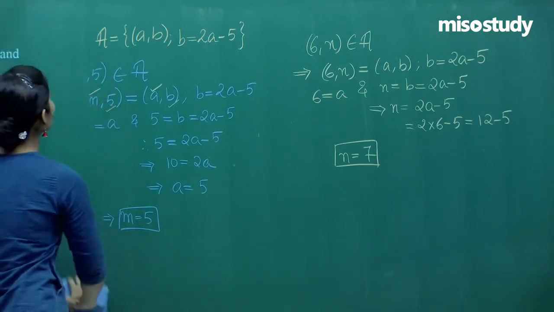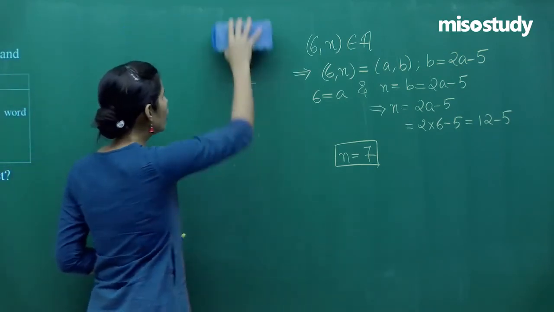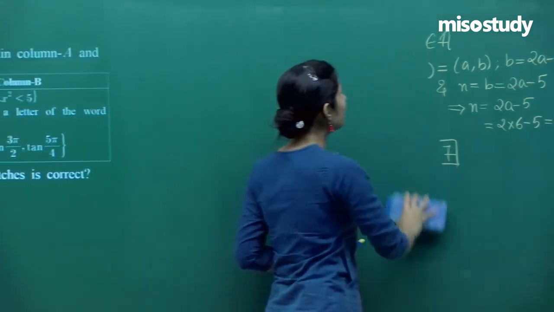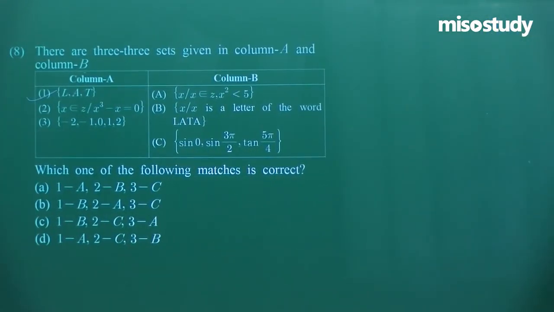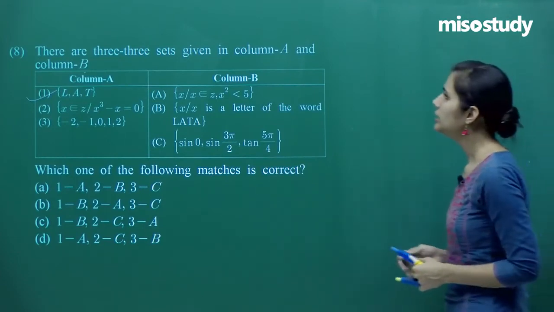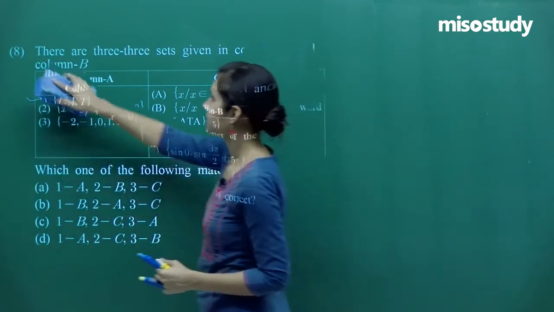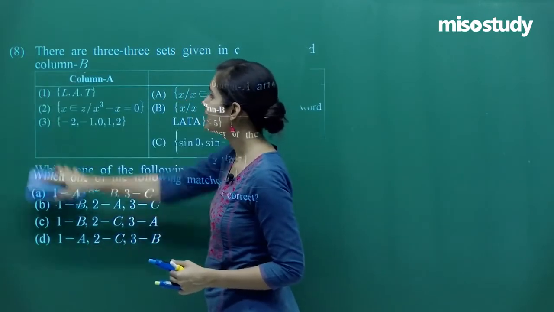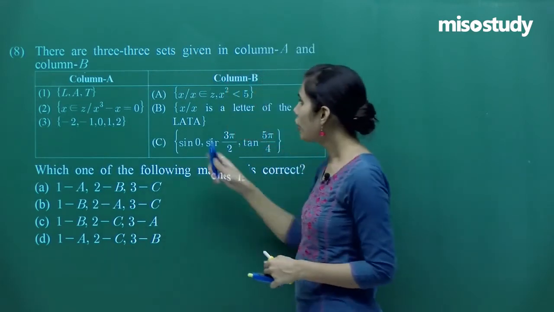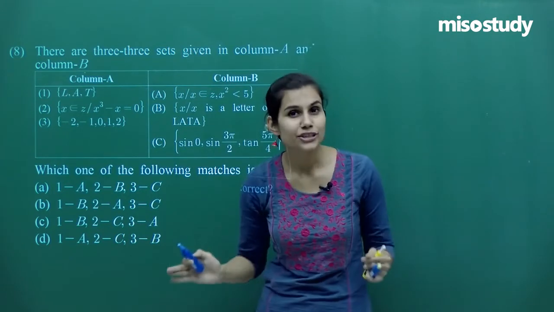After dealing with this question, we have a certain bunch of questions still left. Quickly look at question number 8 and try to understand what it is trying to say. Question number 8 is giving us 2 columns. In the first column, there are 3 options, 1, 2 and 3. In the second column, we have A, B and C. I have to match the columns.